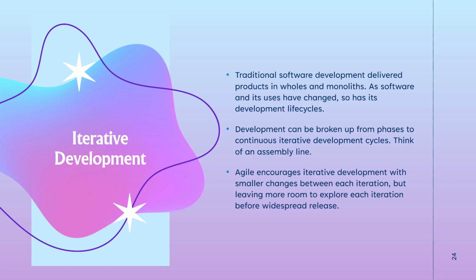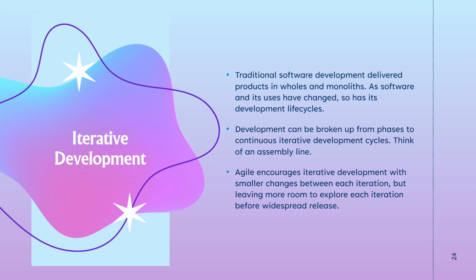Development can be broken up from phases to continuous iterative development cycles. Think of an assembly line, right? Rather than having the software as a product be passed from team to team to team until it releases, multiple teams can be working on different parts and they move along the line. So for example, the analysis team passes some documentation along to the development team, and the development team begins developing, and while that's happening, some more research is happening and the code is being reviewed now and tested, and the development team can start working, right? And I'll show this on a diagram in a second.